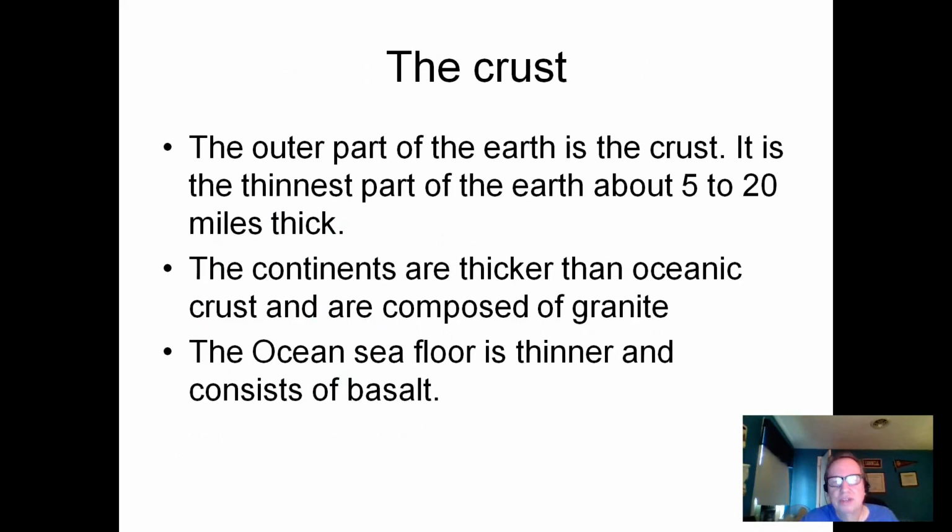All right, so now let's go through the parts or the layers of the Earth. We're going to start with the crust. This is the outer part of the Earth. It's the thinnest part of the Earth, about 5 to 20 kilometers thick or miles thick.